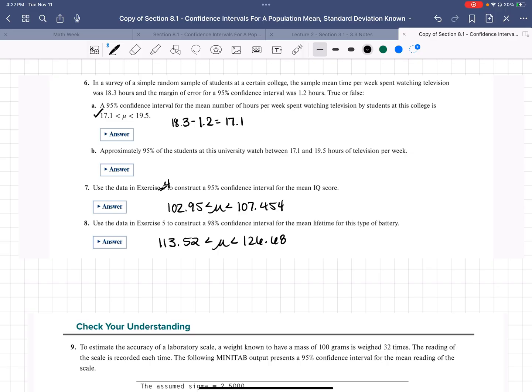Okay, the lower checks out. Let's do the upper. 18.3 plus 1.2. It's going to be 19.5. So the upper checks out. So that is true.